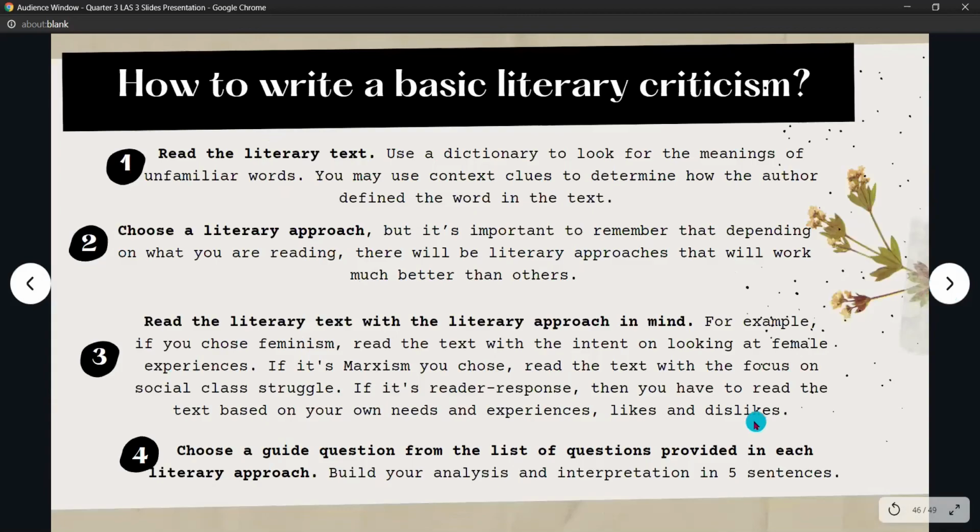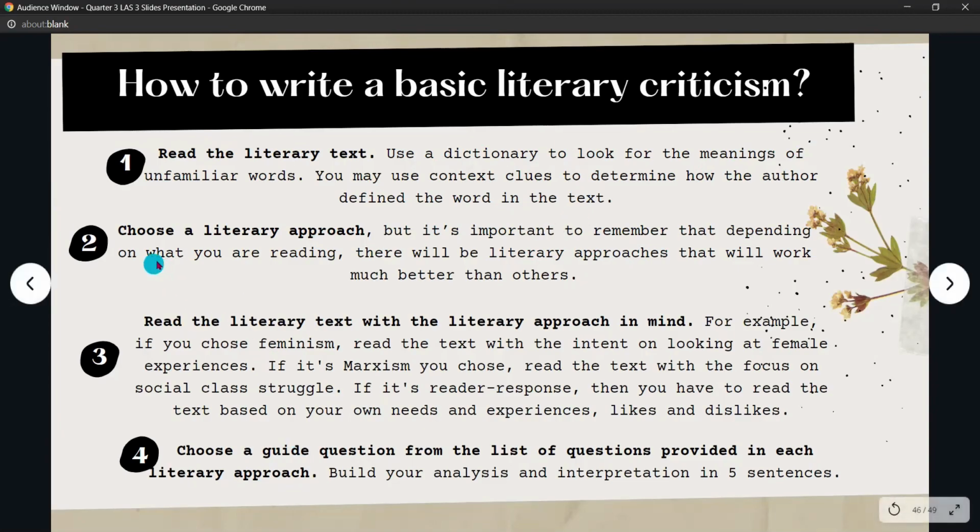Perhaps your question is, how can I compose a literary criticism? I'm going to give you a basic guide. First, read the literary text. And it means not just reading the text once. You have to read it twice, thrice, or maybe several times. Then, you have to use a dictionary to look for the meanings of unfamiliar words. You may use context clues to determine how the author defined the words in the text.